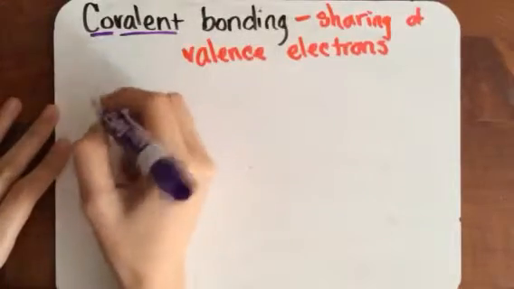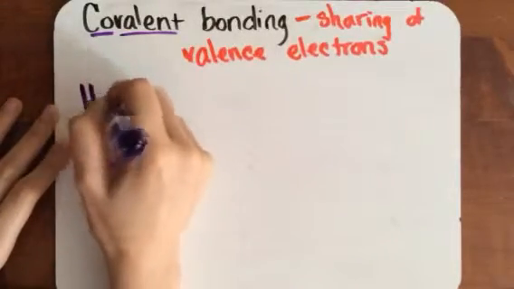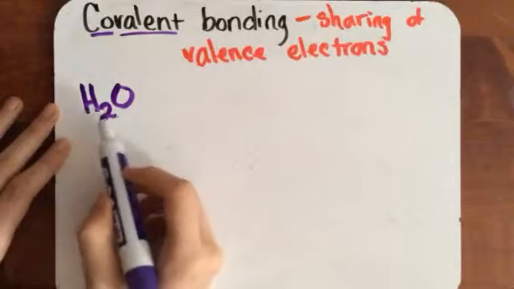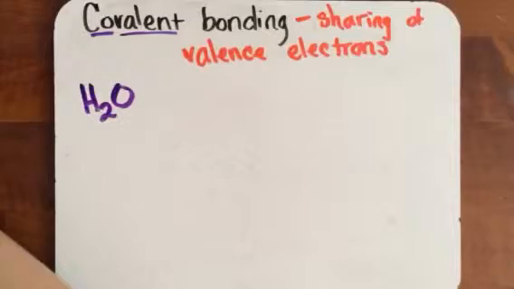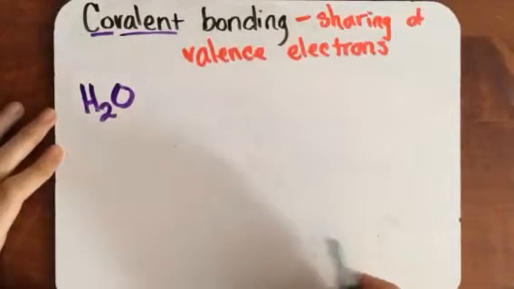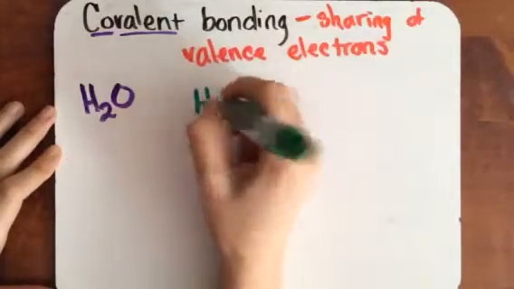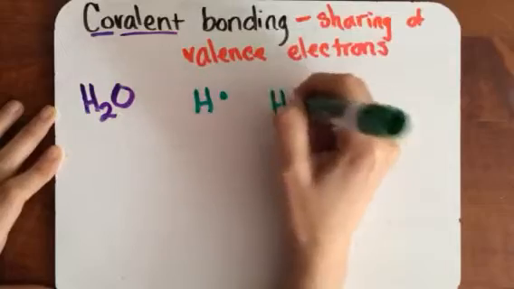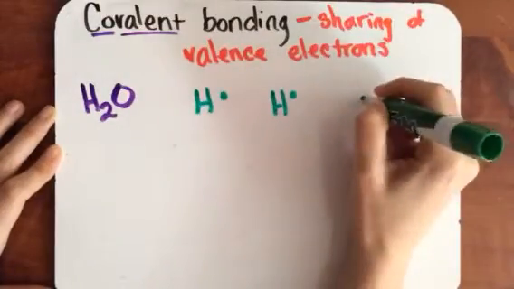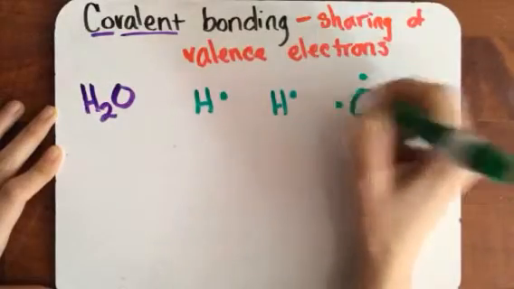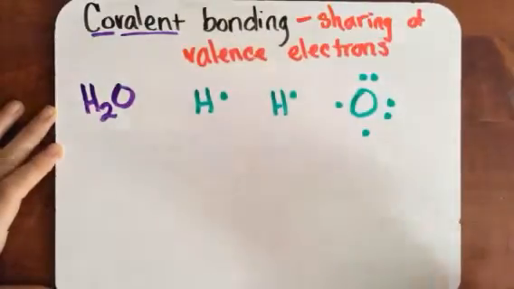So let's look at a relatively simple one first. We'll look at water, H2O. So water has two hydrogens and one oxygen. And just to break it down for you, we're going to look at the valence electrons for each of these. The first hydrogen has one valence electron. The second hydrogen also has one valence electron. And if you recall, oxygen has 6 valence electrons.